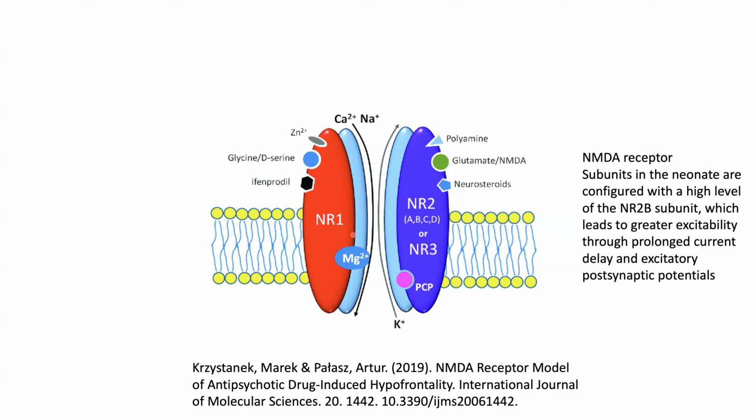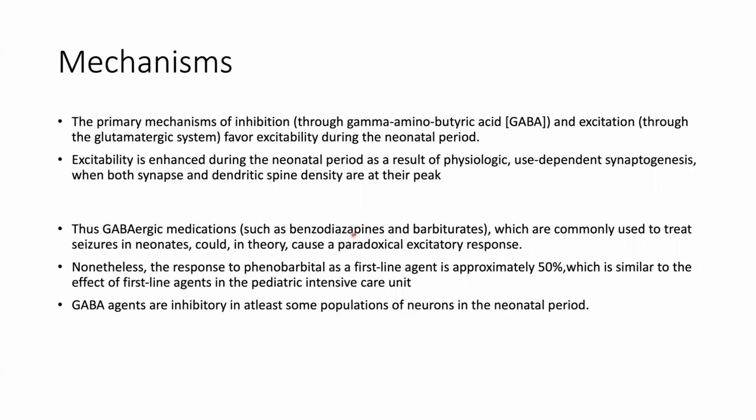And as I had explained previously, GABA is not going to be inhibitory, rather it is going to be paradoxically excitatory. So these are two reasons why the newborn period has a higher chance of developing seizures, right? So the GABAergic medications which we generally use, such as benzodiazepines and barbiturates, which are the mainstay of initial treatment of seizures or status epilepticus, could in theory cause a paradoxical excitatory response.